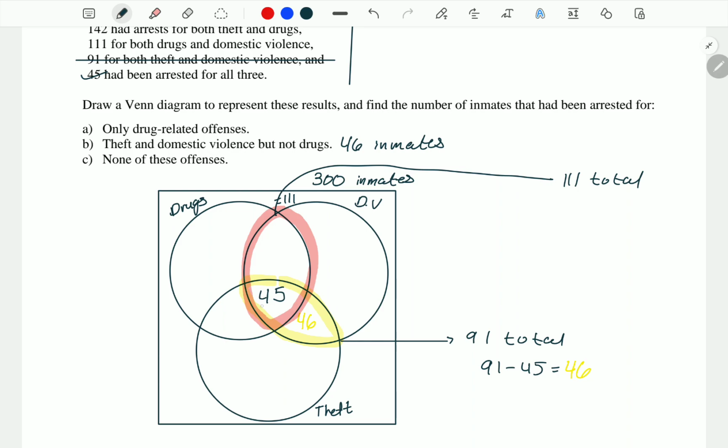So we can subtract the 45 from 111. So 111 minus 45 equals 66. We'll put that in red. And 66 will go right there.